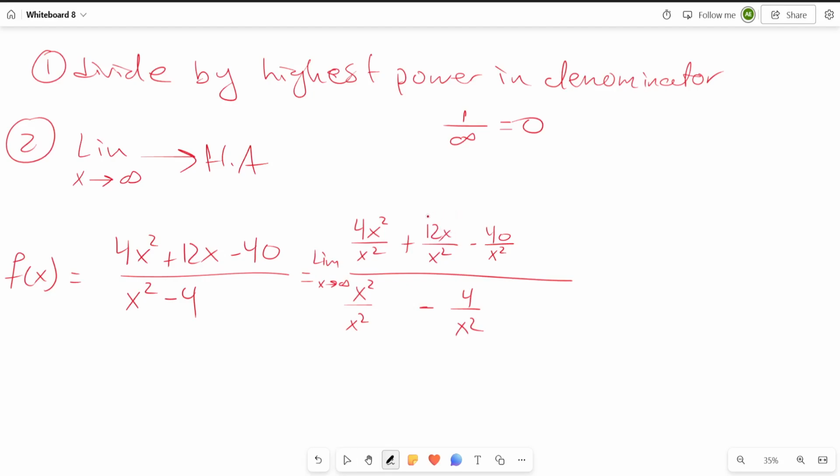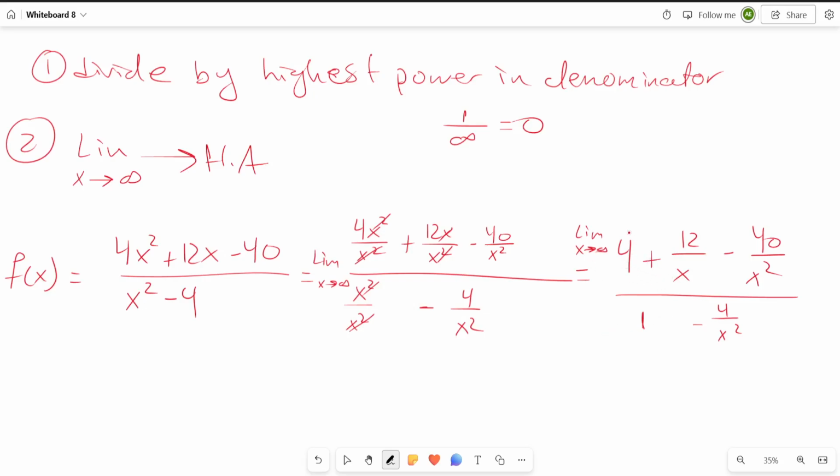Okay, so let's get back to our fraction over here and apply the limit as x approaches infinity. First let's simplify. So here x squared will cancel with x squared. I'll have a 4 plus, x will cancel with one of the x's here, I'll have 12 over x minus 40 over x squared. Over x squared divided by x squared is basically 1, and this is minus 4 over x squared. Again, I'm taking the limit as x approaches infinity.